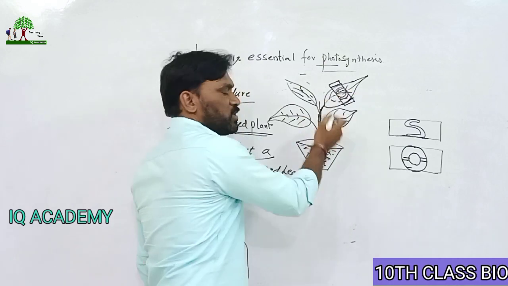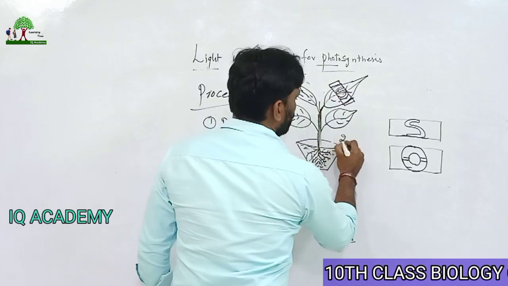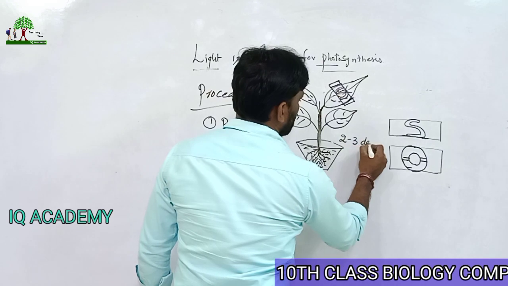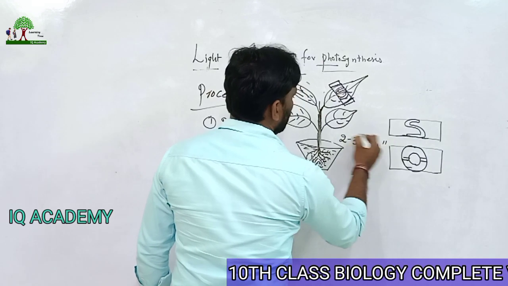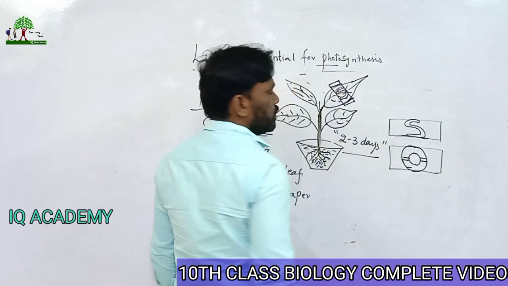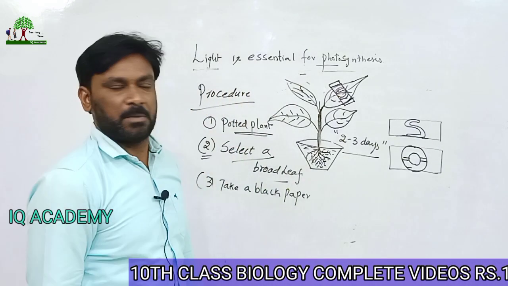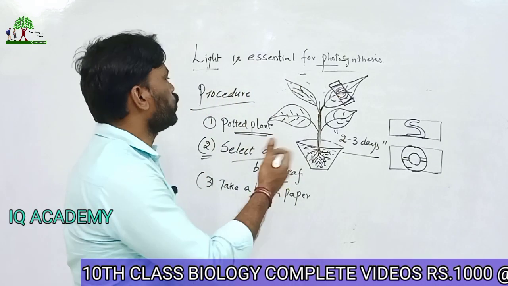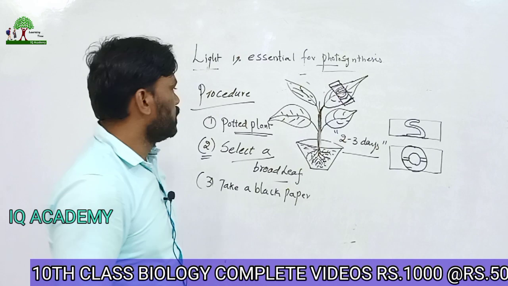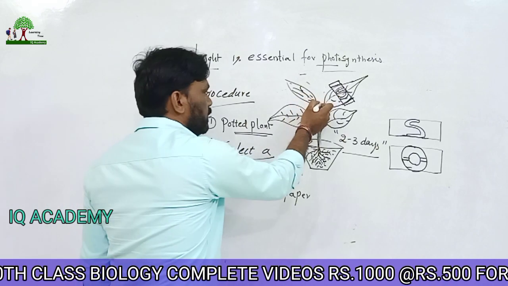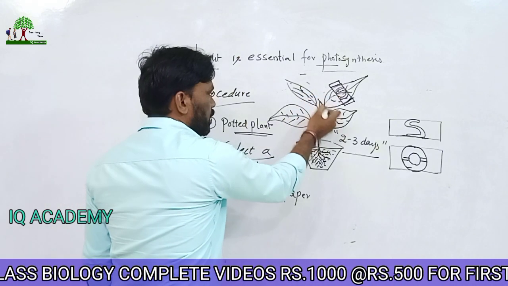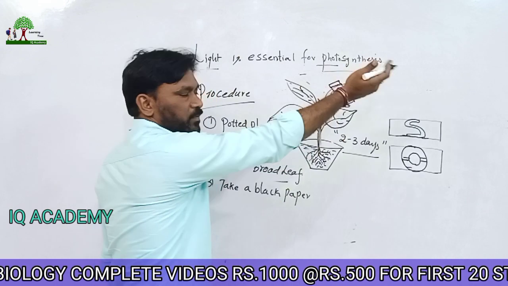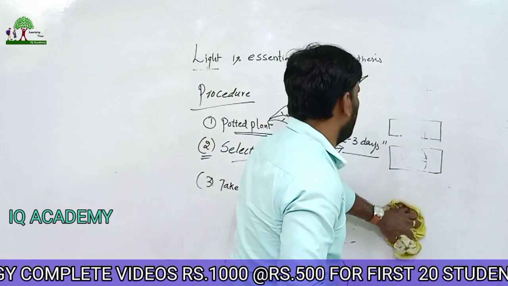Then keep this apparatus for 2 to 3 days. In the sunlight itself you can keep. Then after 2 to 3 days, take the plant and cut the leaf. Cut the leaf or separate the leaf. So we have separated the leaf now.